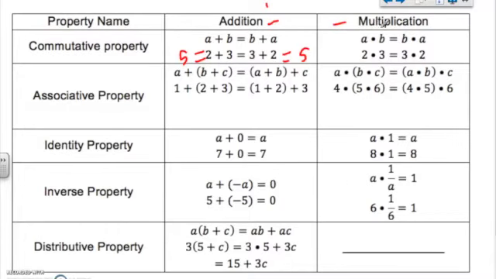We also have the same property with multiplication. 2 times 3 is equal to 6, and 3 times 2 is equal to 6. And again, we use the same form. A times B equals B times A.